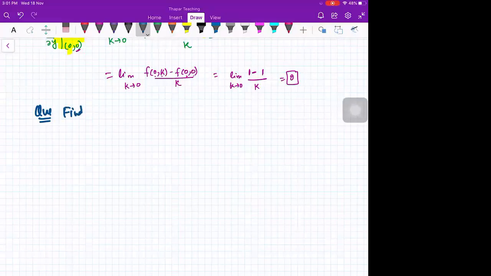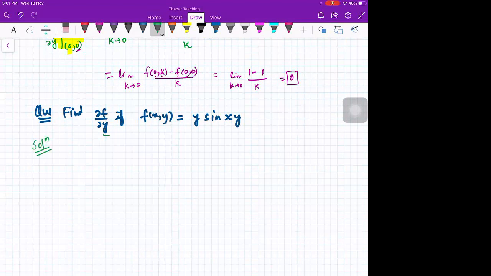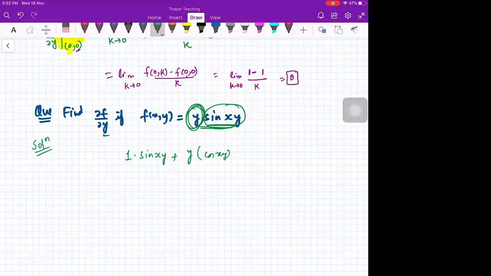For example, if I give you this problem: find curly f by curly y if f(x, y) is y sin xy. Tell me what will be the answer? Curly f by curly y means you have to treat x as a constant. So your answer will be, beta, tell me please. First, you will use the product rule, right? First, you will differentiate y with respect to y and keep sin xy as such, plus you will keep y as such and take the derivative of sin xy with respect to y. So it will be cos xy, and the derivative of xy with respect to y is x, so multiply by x.